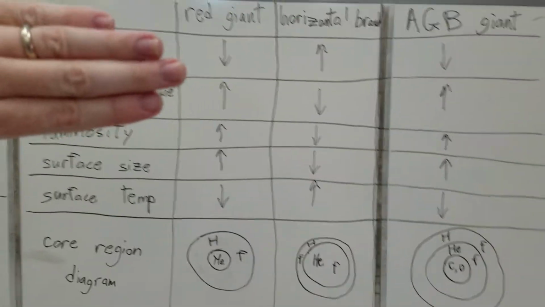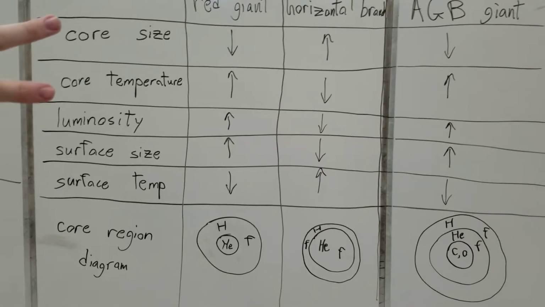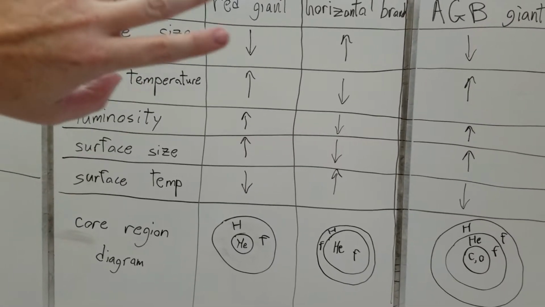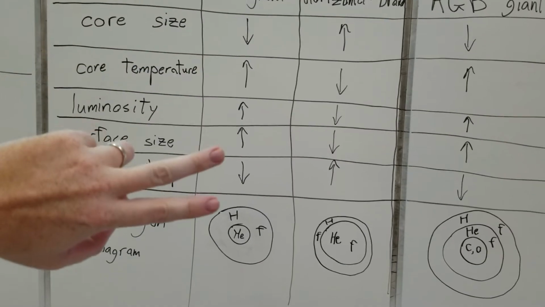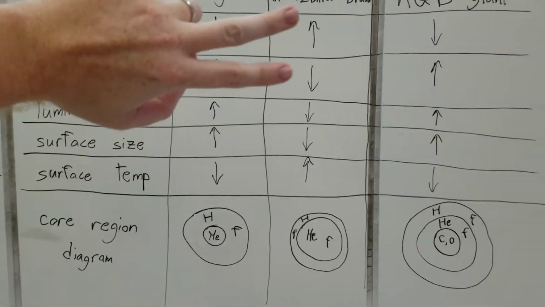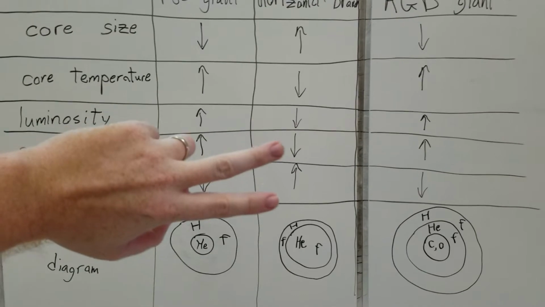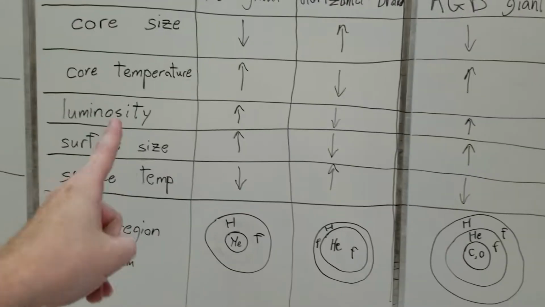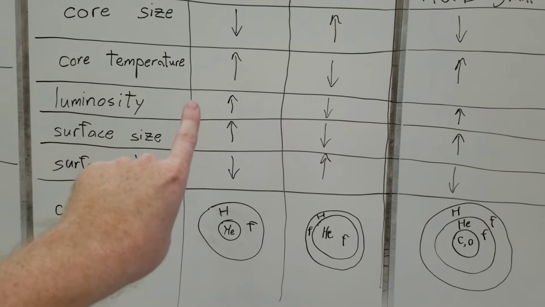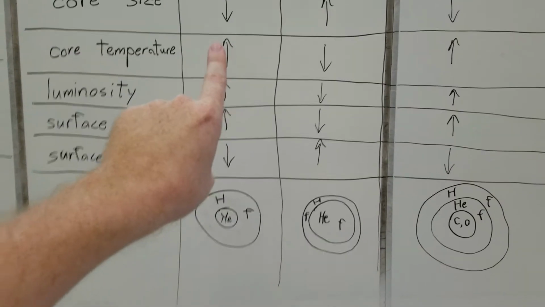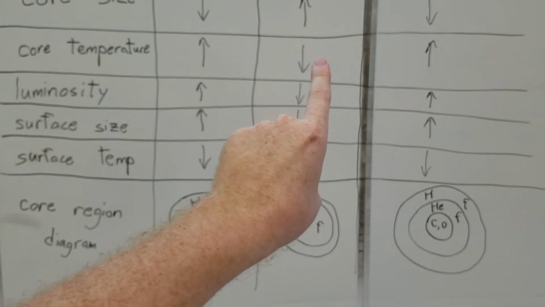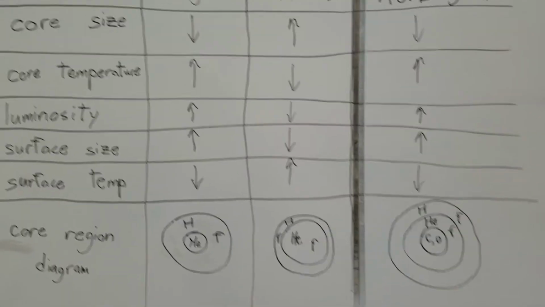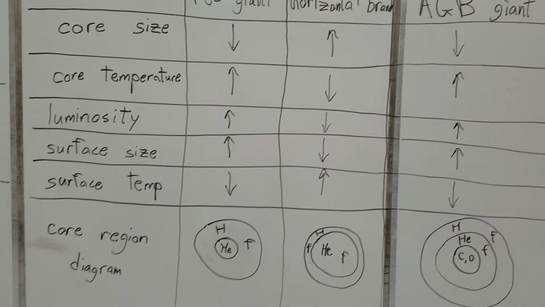Also, in every single stage, whatever the core is doing, core size and temperature, the surface always did the opposite thing. So if the core is shrinking and getting hot, the surface is growing and getting cold. If the core is growing and getting cold, the surface is shrinking and getting hot. Finally, if you have a hard time remembering what the luminosity is doing, it always matches the core temperature. If the core gets hot, it's going to make more light. If the core gets cold, it makes less light. Pretty simple. Complicated, but as long as you know the rules, you're okay.